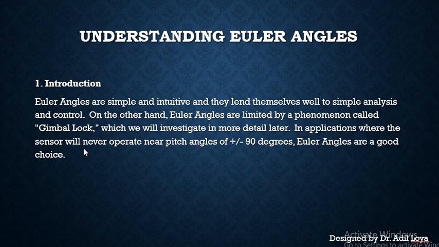So now, to understand the Euler angles, the best way would be to note that Euler angles are simple and intuitive, and they will simply be used for control analysis. On the other hand, Euler angles are limited by a phenomenon called gimbal lock. This gimbal lock will be investigated in later applications. Whenever gimbal lock takes place, the operation of the pitch is hindered at the very topmost angle, either on the negative side or on the positive side of 90 degrees.